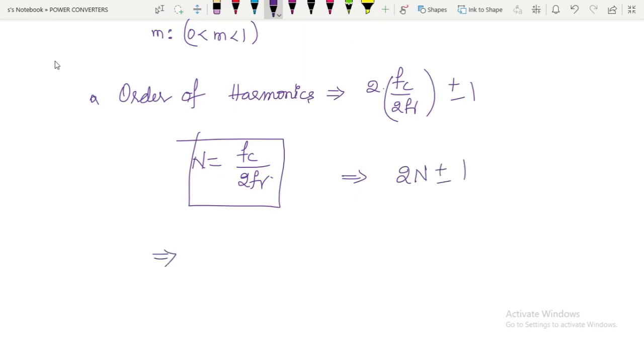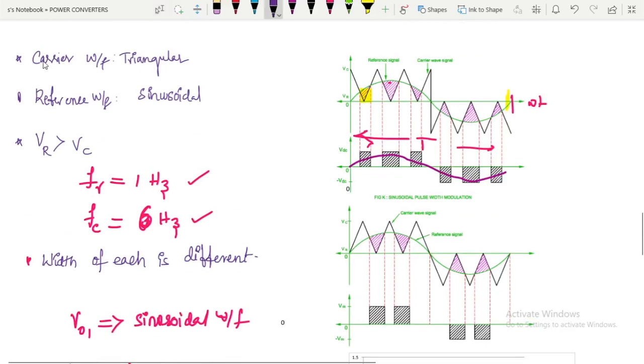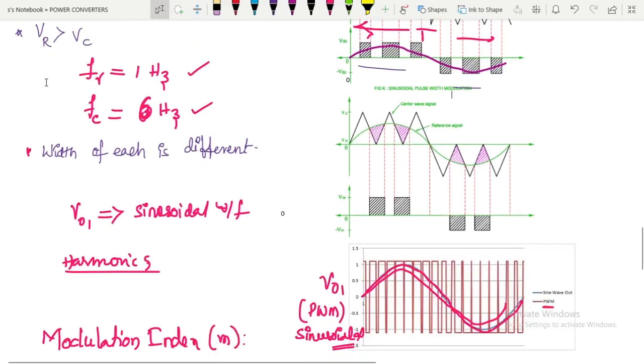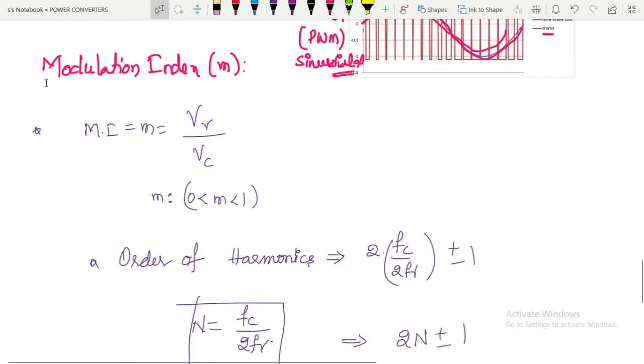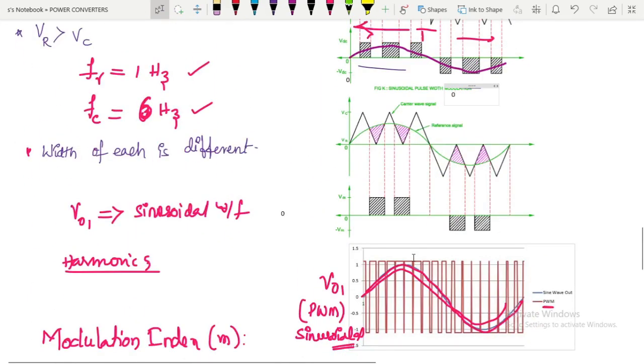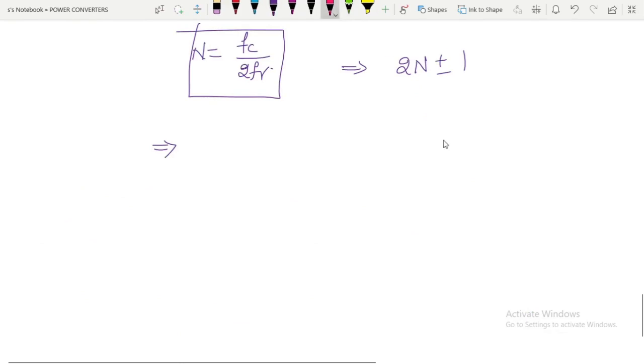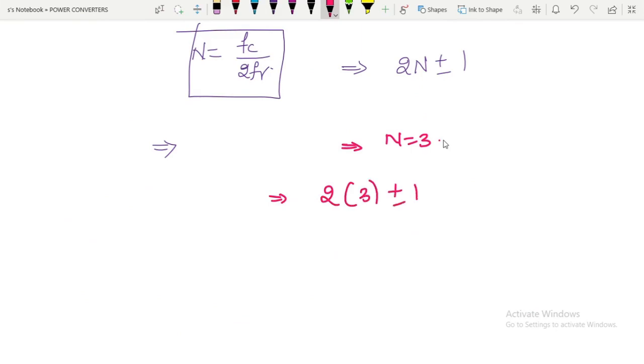Okay, so in the given waveform here, how many pulses are there? There are 6 pulses, right? Three for one half cycle. So here we are having 3 pulses for one half cycle, right? So 1, 2, 3 here. For one half cycle we have 3 pulses, so n value is 3. So I am going to substitute that into 2 into 3 plus or minus 1. That means 6 plus or minus 1, so this can be 5 or 7 here.